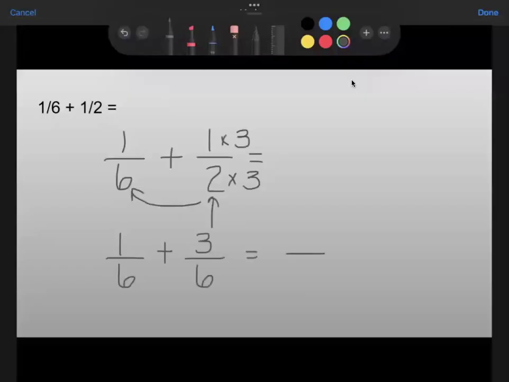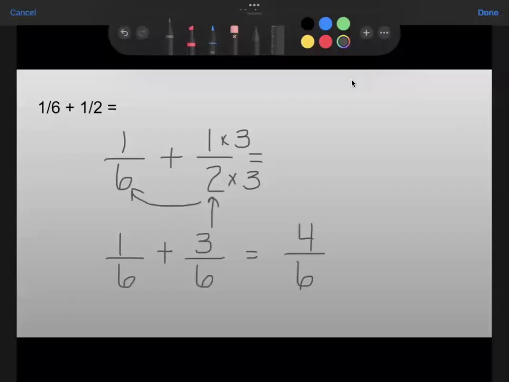So now to add these, I'm going to keep 6 as the denominator. We don't actually add those numbers together because the size of the pieces doesn't change. But I have 1 plus 3. 1 piece plus 3 pieces equals 4 pieces. So the answer to this would be 4 over 6.